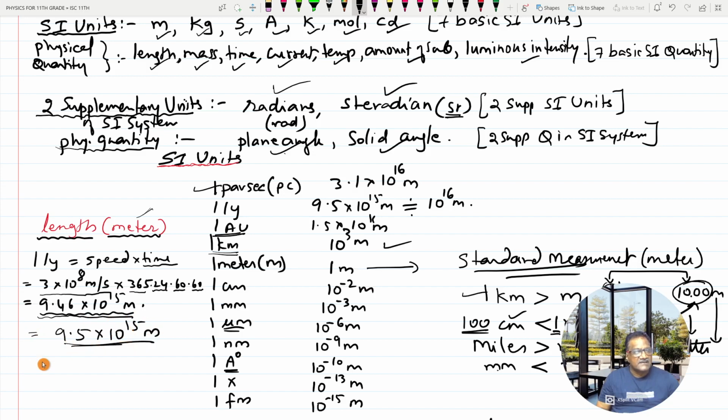This distance is known as 1 light year. What is the definition? The distance traveled by the light in 1 year is said to be 1 light year, and that distance in meter works out to 9.5 into 10 raised to 15 meters.